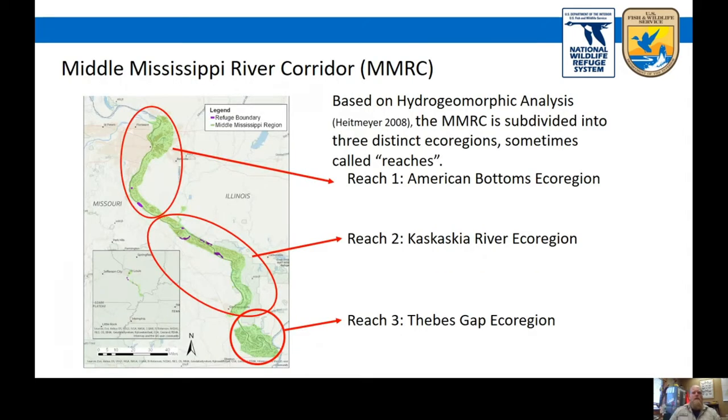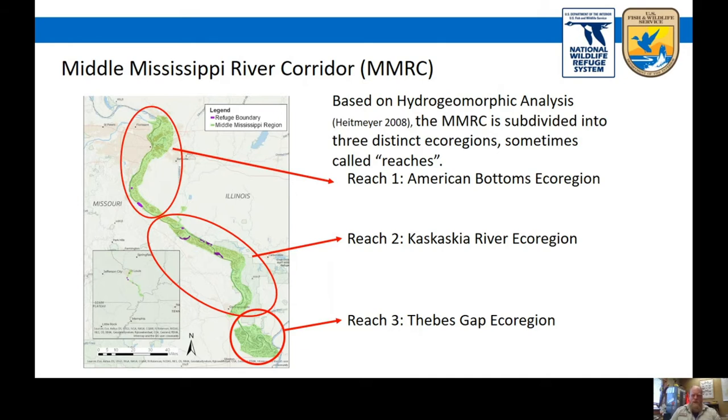The Middle Mississippi River corridor, a little bit of background. In the 2008 hydrogeomorphic analysis, the Middle Mississippi River is subdivided into 3 distinct ecoregions, sometimes called reaches. The northernmost, Reach 1, is called the American Bottoms ecoregion. 2 refuge divisions are found here.